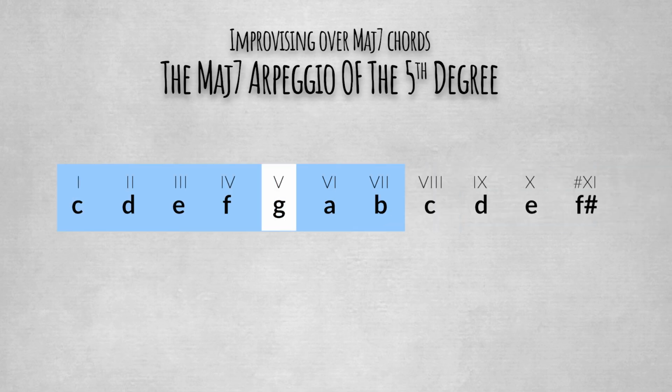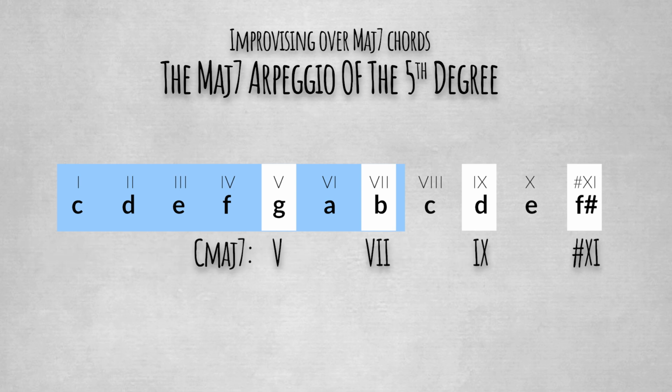Well, the major 7 arpeggio of the 5th degree acts like a Lydian trigger. In C major, the 5th degree is G. The G major 7 chord contains the notes G, the root, the 3rd B, the 5th D, and the major 7 F sharp. Now, over a C major 7 chord, the G becomes the 5th, the B becomes the major 7th, the D becomes the beautiful 9th, and the F sharp becomes the sharp 11. The F sharp is the raised 4th degree in a C major scale, converting it to a Lydian scale. So the major 7 arpeggio of the 5th degree, like a G major 7 arpeggio over a C major 7 chord, creates a Lydian sound.